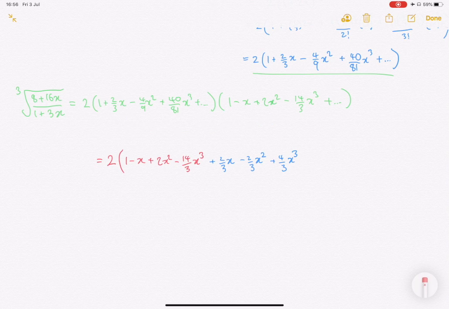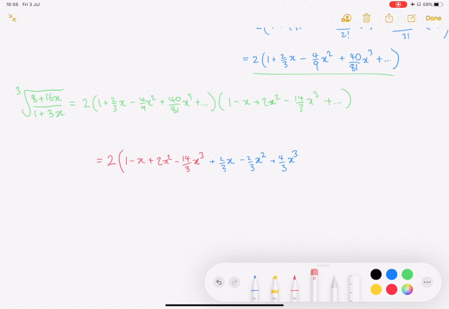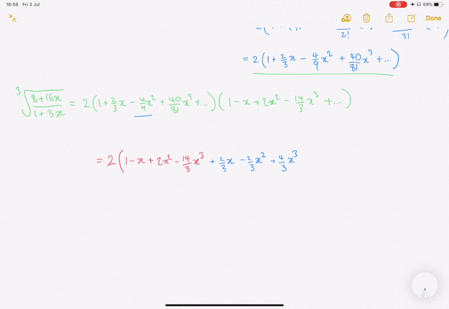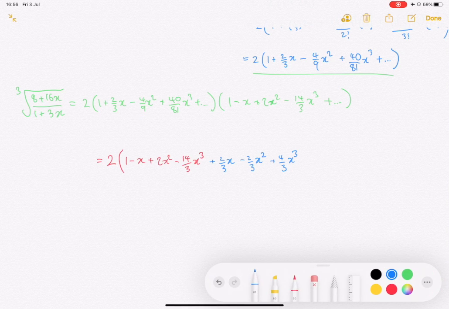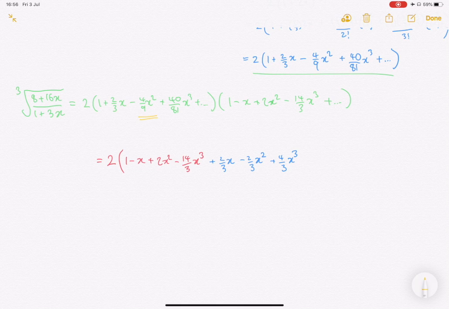Okay, so what's next? Well, next we should do negative 4/9 of x squared multiplied by all of these terms. But remembering, we only want to go up to the x cubed terms. So we get times 1, minus 4/9 of x squared times by negative x gives us positive 4/9 of x cubed. And then we don't need to do any more there, because the next term will be an x power 4 term, which we can ignore because we're only going up to the x cubed terms.